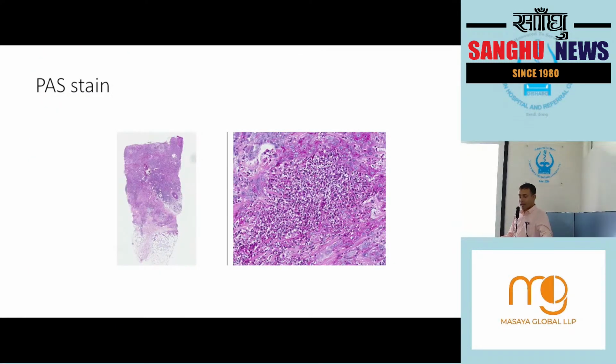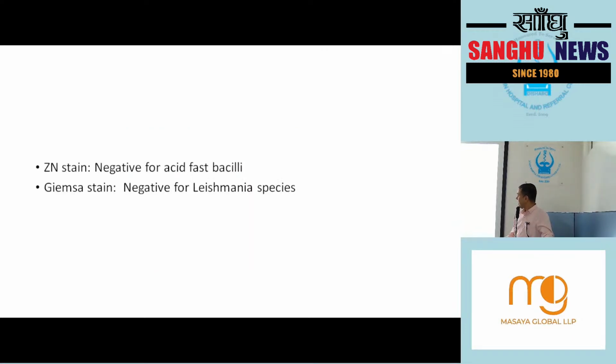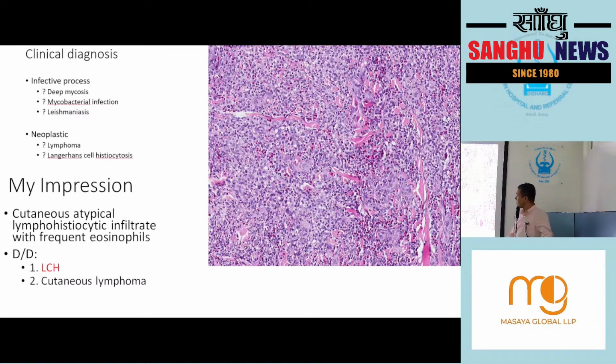Persistent, no fungus isolated. ZN negative, Gomori negative for this one. These are the differential diagnoses. I don't think of deep mycosis right now, after seeing the H&E slides. Probably there are no granulomas. Mycobacterial is less likely. Leishmaniasis is also less likely. Lots of neutrophils and eosinophils we don't see in leishmaniasis. It is unusual for leishmaniasis.